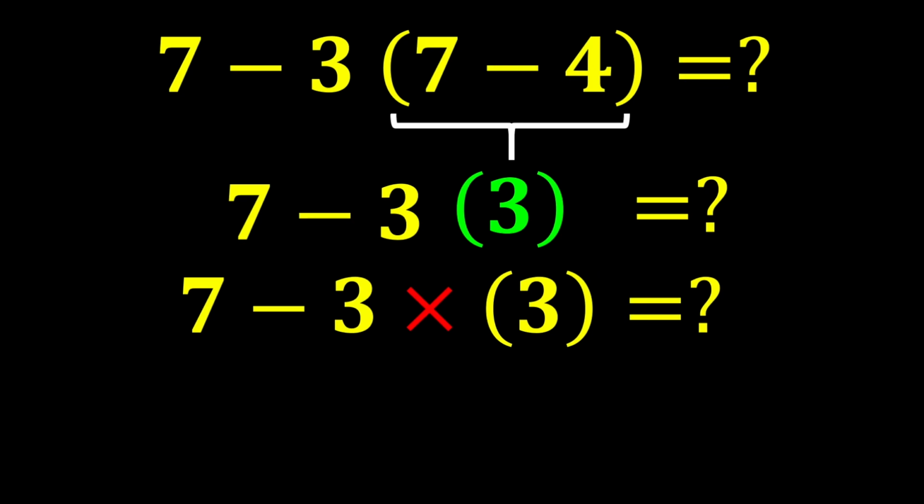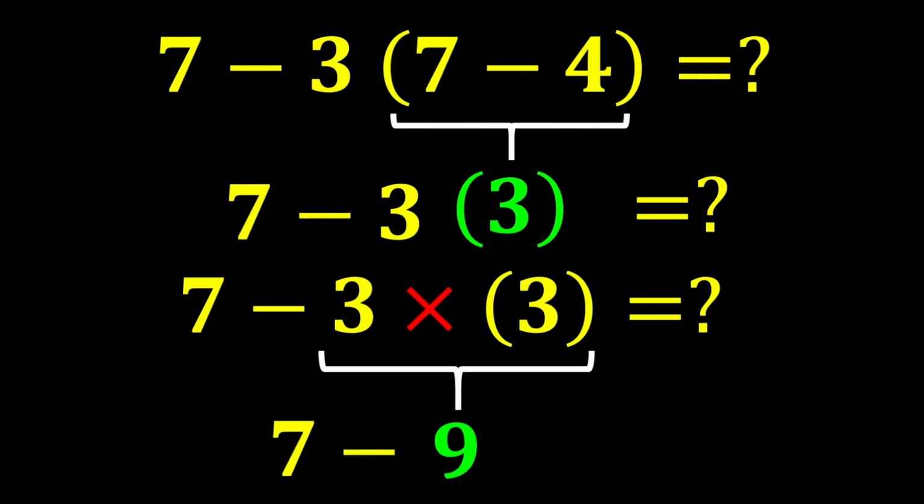Now, in this expression, there is both multiplication and subtraction. According to PEMDAS, multiplication has a higher priority than subtraction, so we first calculate 3 times 3, which gives us 9. In the end, we calculate 7 minus 9, which gives us -2.